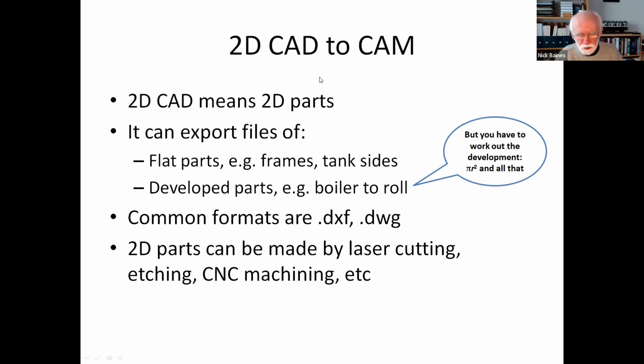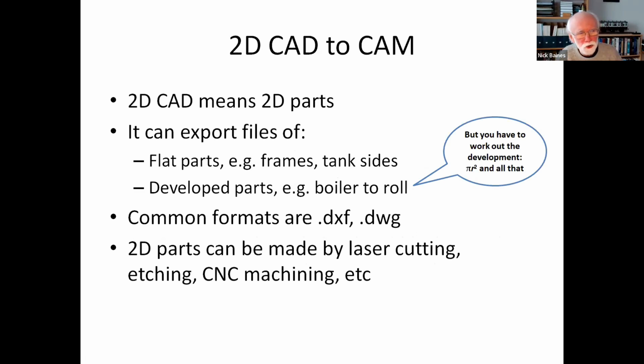Now, as far as modeling is concerned, if we do 2D CAD, it's to produce 2D parts. And 2D parts are the flat bits of the loco. So they're the frames, the stretchers, the sides of the tank, the motion bracket, the buffer beams at front and rear, all that sort of thing.